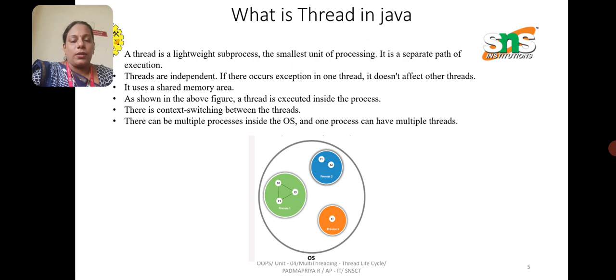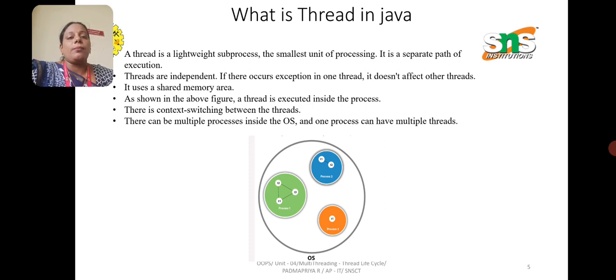What is a thread in Java? A thread is a lightweight subprocess, the smallest unit of processing. It is a separate path of execution. Threads are independent. If an exception occurs in one thread, it doesn't affect other threads. It uses a shared memory area.